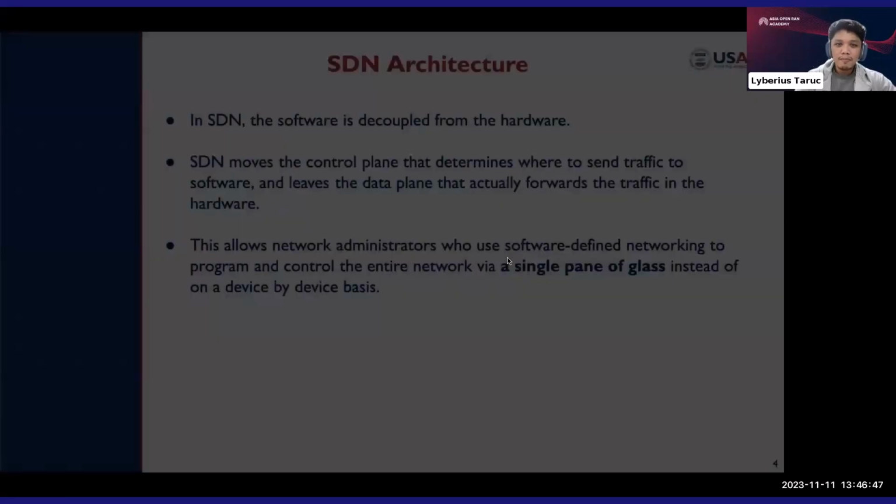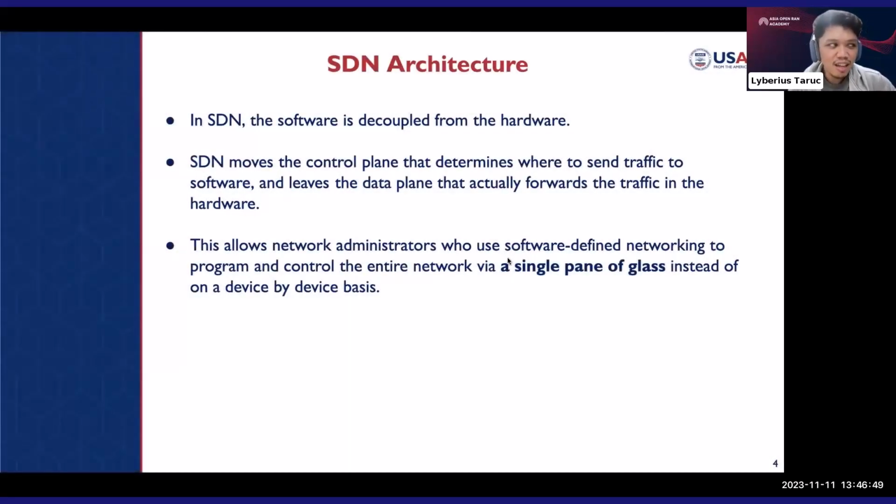Now, in the SDN architecture, the software is decoupled from the hardware. SDN moves the control plane that determines where to send traffic to software and leaves the data plane that actually forwards the traffic in the hardware, or in the actual switch itself. This allows network administrators who use SDN to program and control the entire network via a single pane of glass, via the SDN controller.